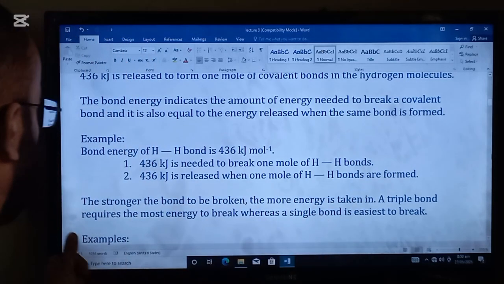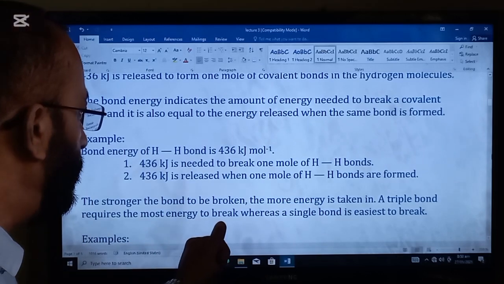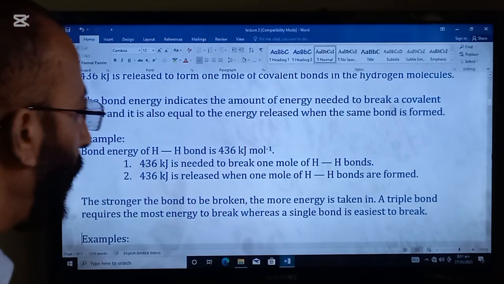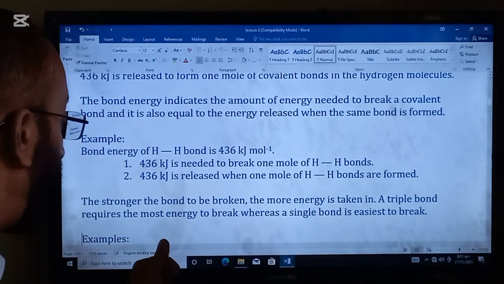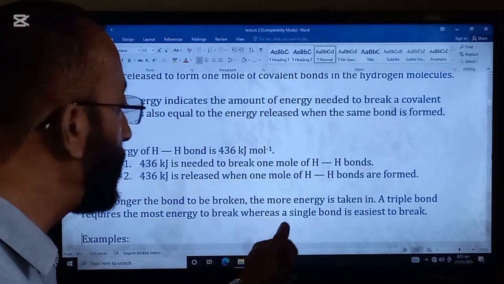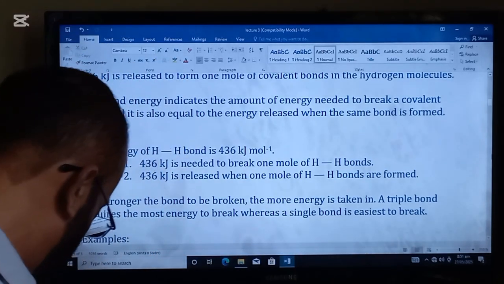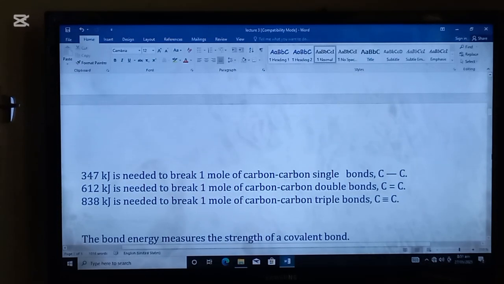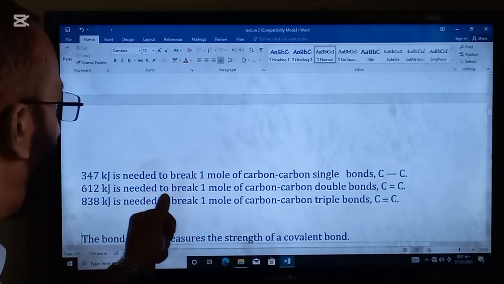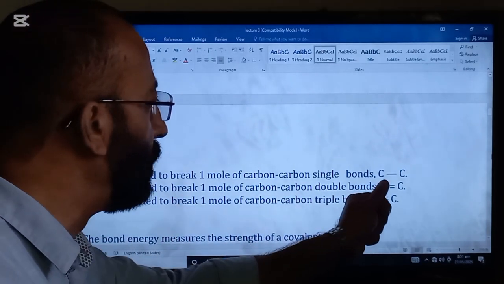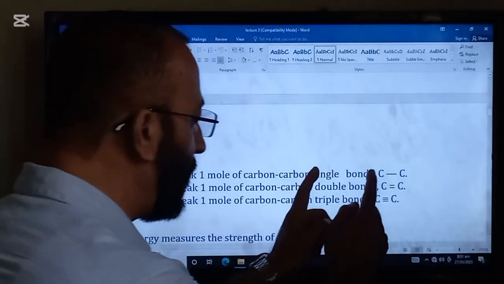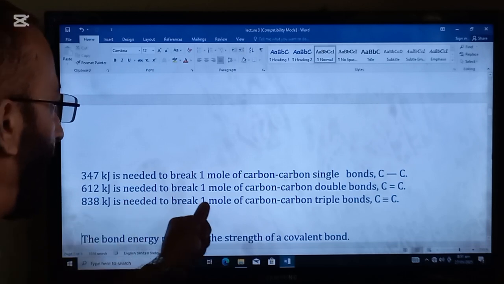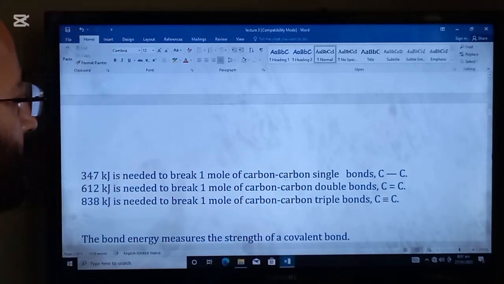Now the very important point is, the stronger the bond to be broken, the more energy is taken in. A triple bond requires the most energy to break, whereas a single bond is easiest to break. Examples are here. 347 kilojoule is needed to break 1 mole of carbon-carbon single bond. But when carbon-carbon double bond is there, 612 kilojoule is needed to break 1 mole of the carbon-carbon double bond.